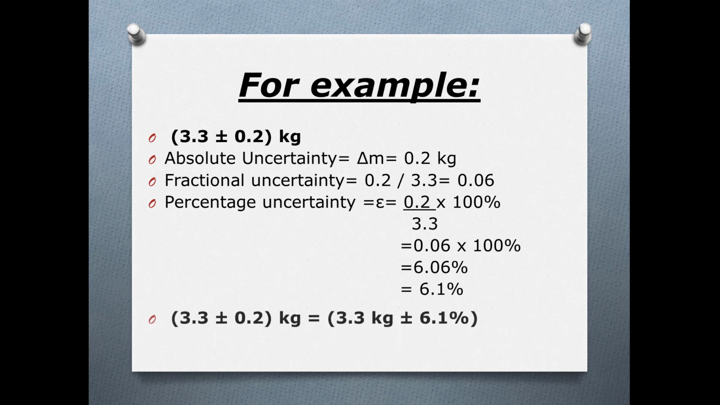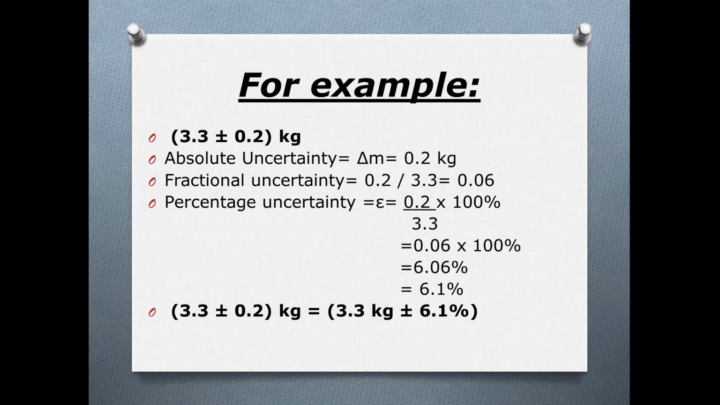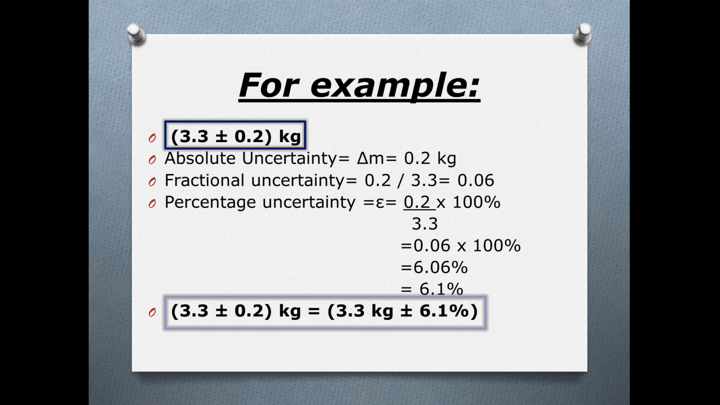6.1%. So we can say that the calculated value 3.3 plus minus 0.2 kilogram is equal to 3.3 kilogram plus minus 6.1%. We are interconverting absolute uncertainty into percentage uncertainty. We are just using the formula least count or absolute uncertainty divided by actual value multiplied by 100, and we are converting these values. We were provided with the value 3.3 plus minus 0.2 kilogram as absolute uncertainty, and we have calculated the same value in percentage uncertainty.